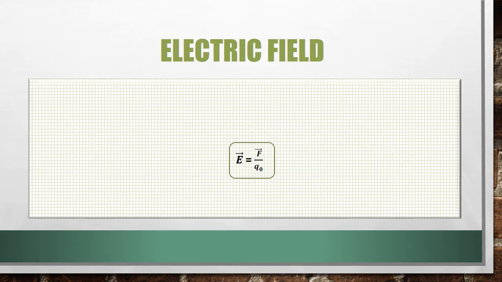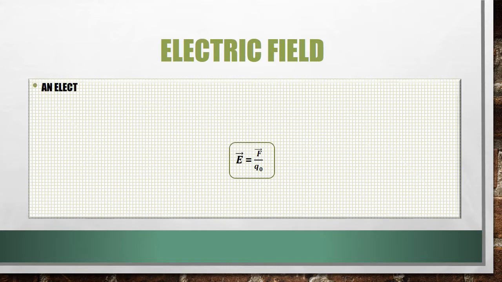Now we are going to define what is electric field. To find the electric field at a point, we place a test charge at that point. Find the force experienced by the test charge. We divide that force by the magnitude of the test charge. Then we will get the strength of the electric field at that point. Therefore, the electric field strength is defined in this way.